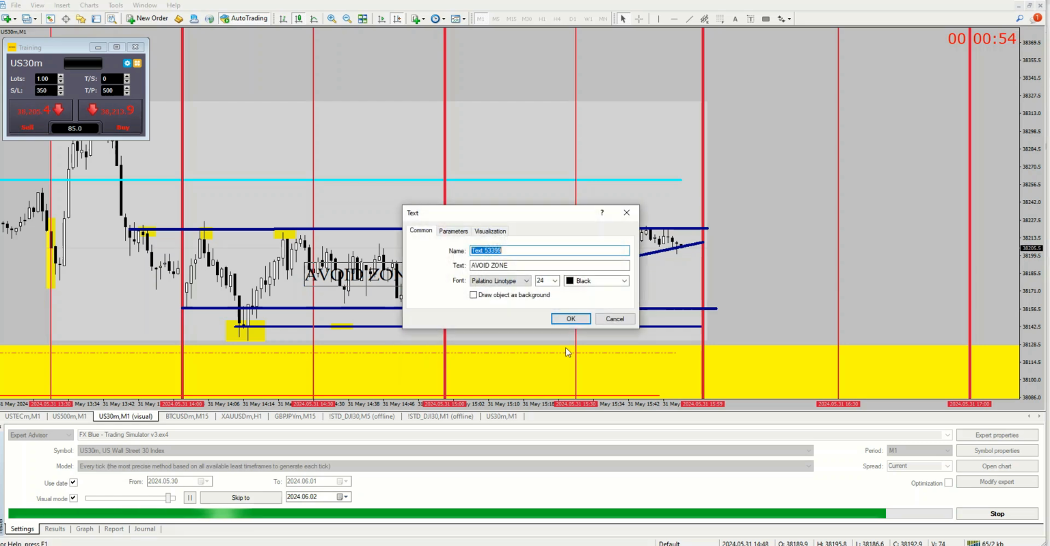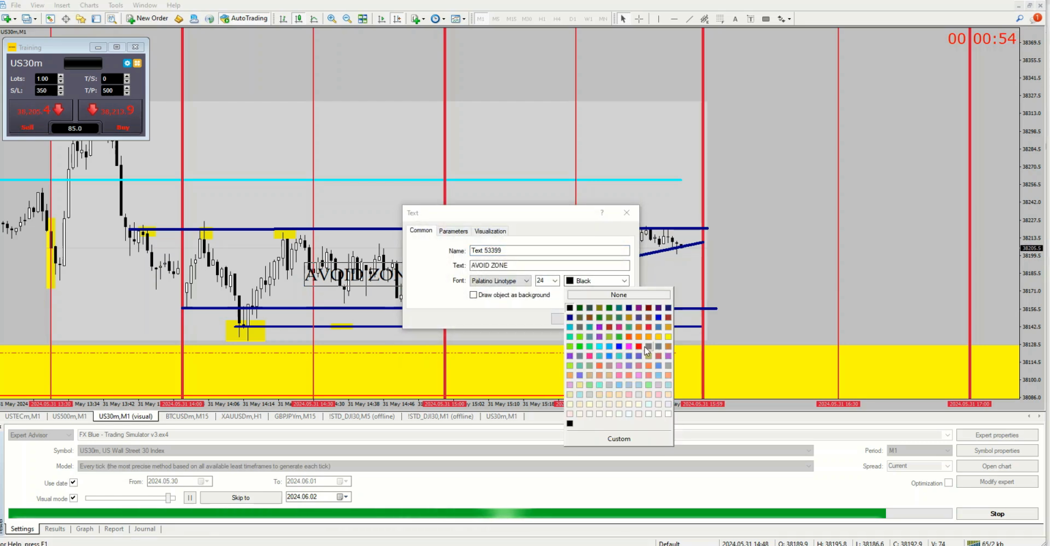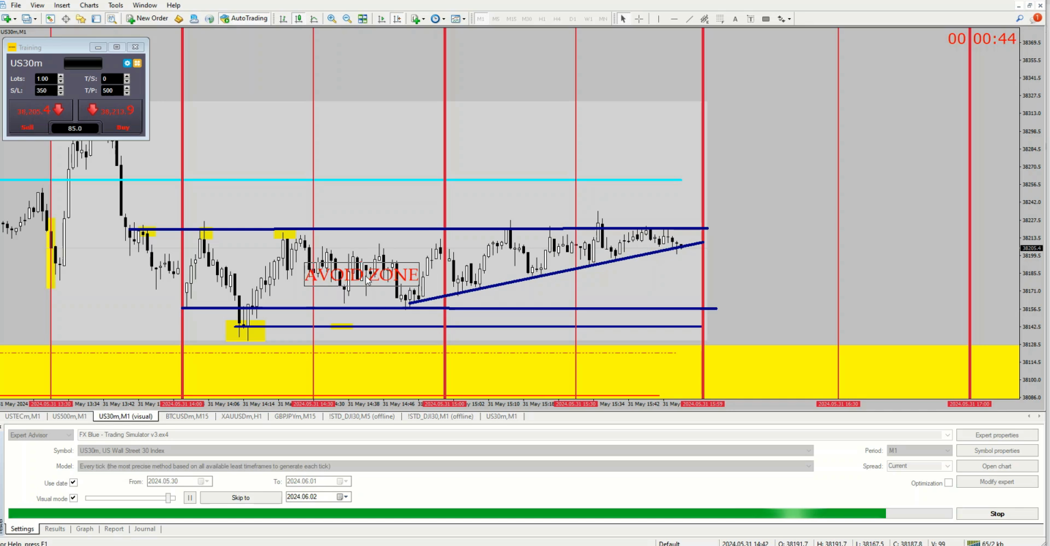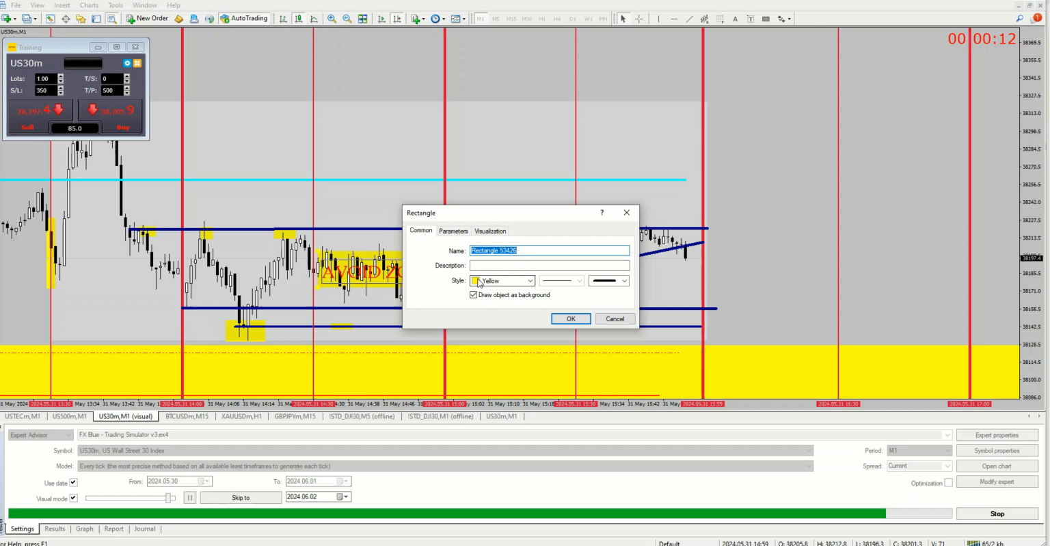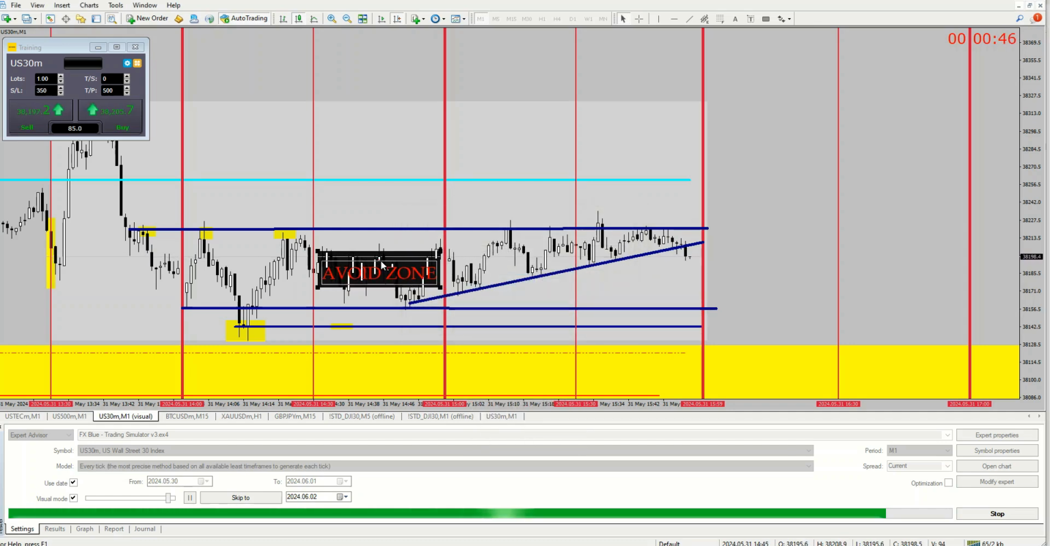Guys, you see, I call this the avoid zone. Why? Because this is not just a rectangle, it's a very tight rectangle. Avoid taking any trades in a zone like this, because if you do that, you're gonna pay the price. You see, this is the avoid zone. I can put it yellow.